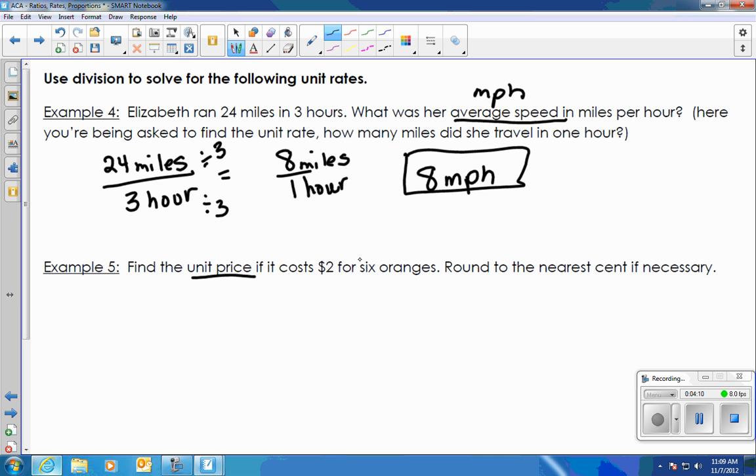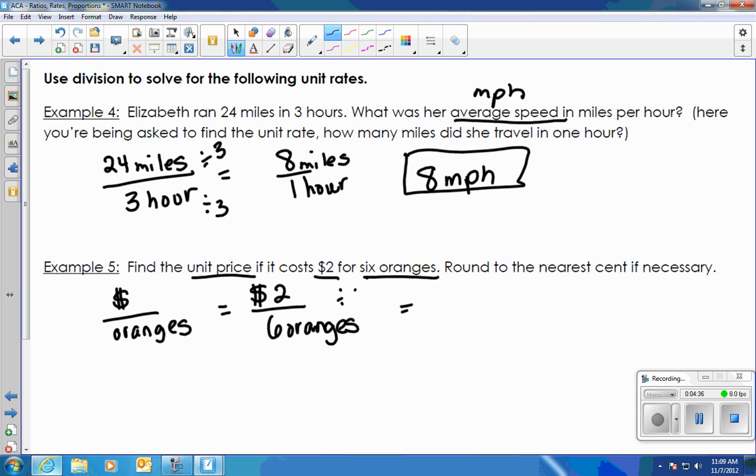Now we're asked to find the unit price. It's $2 for 6 oranges. So unit price is dollars per item. So in this case, we're looking at orange. So if it's $2 for 6 oranges, we can reduce this one. We can simplify by 2, top and bottom. That's going to give me $1 for 3 oranges. However, my unit price, I want to know how many dollars for every one item, every one orange. So what I'm going to do is use division.